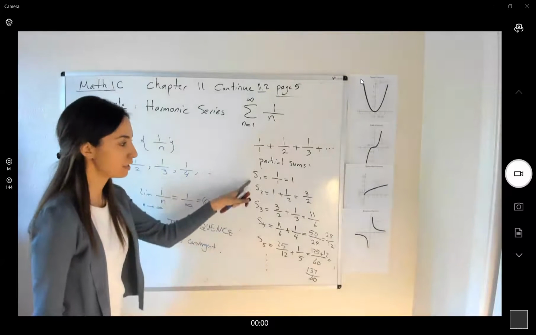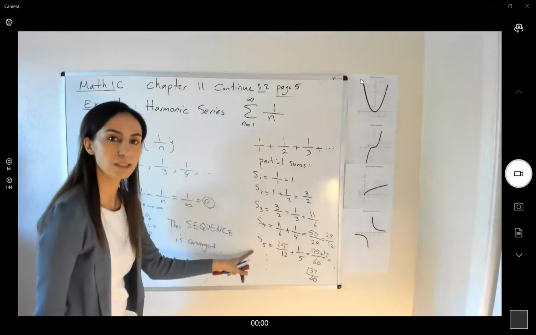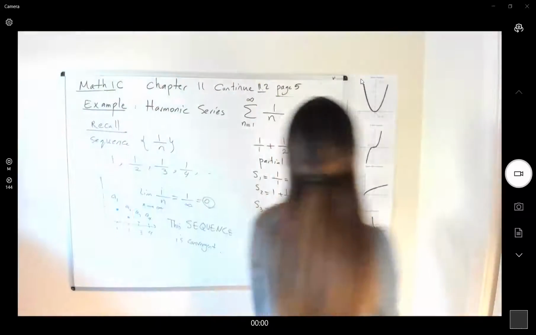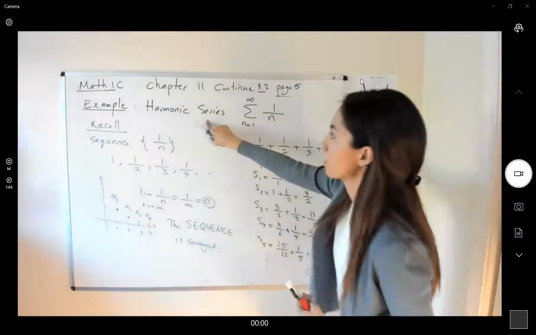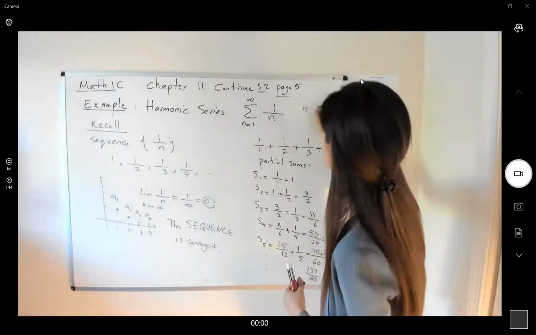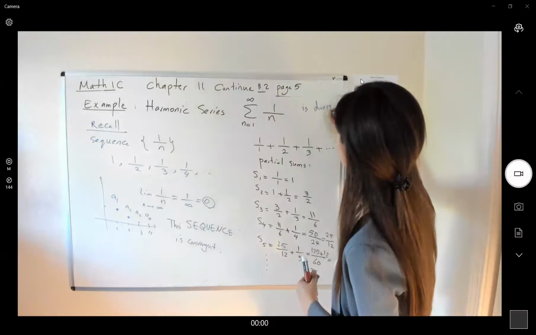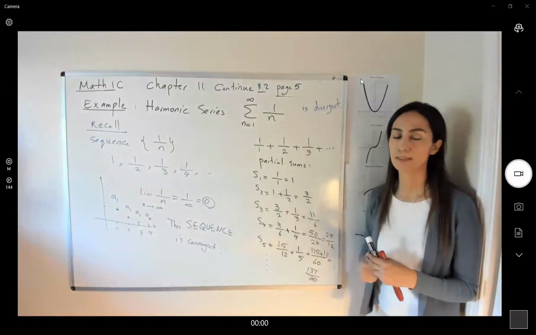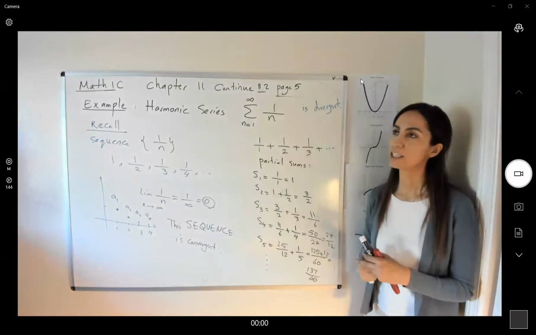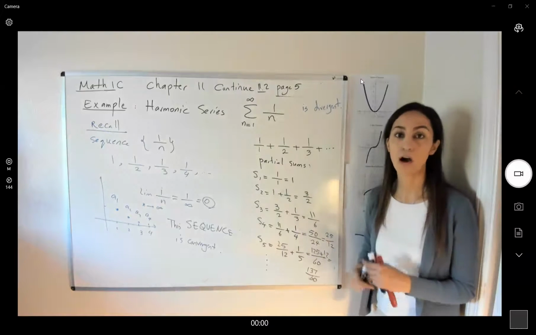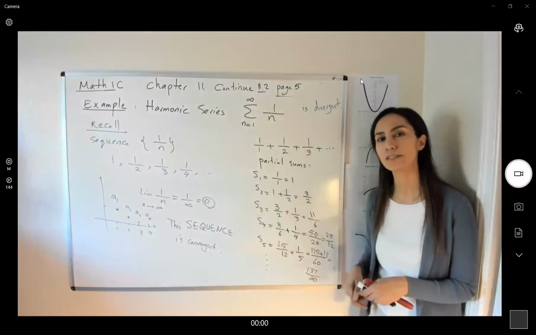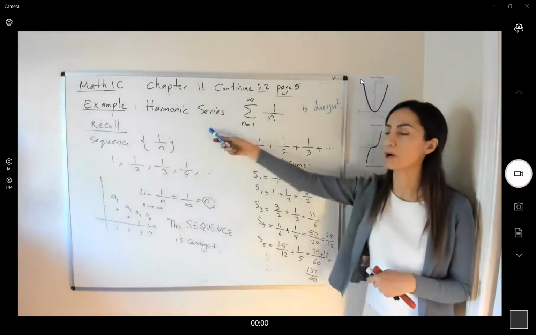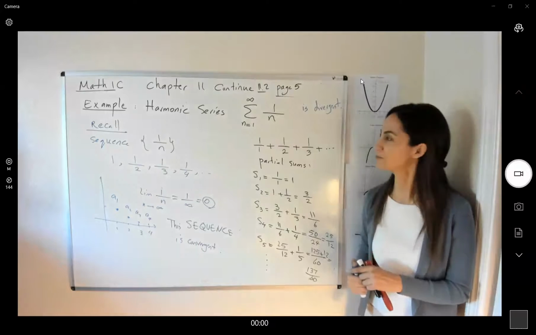Unfortunately, this sequence is a divergent sequence. So the harmonic series is divergent. So if the exam says, give us an example of a convergent sequence with a divergent series, the harmonic series is that example.